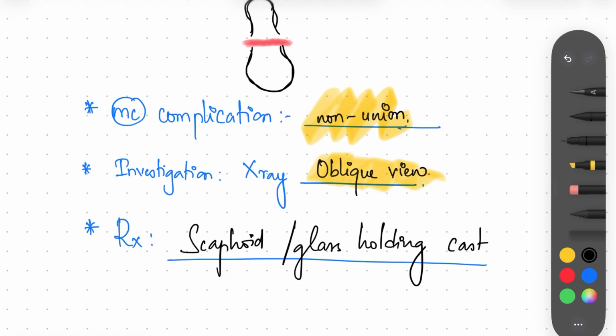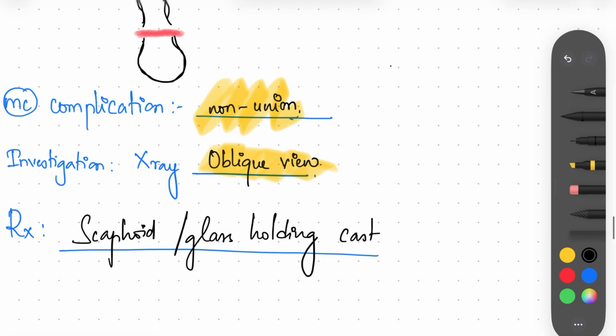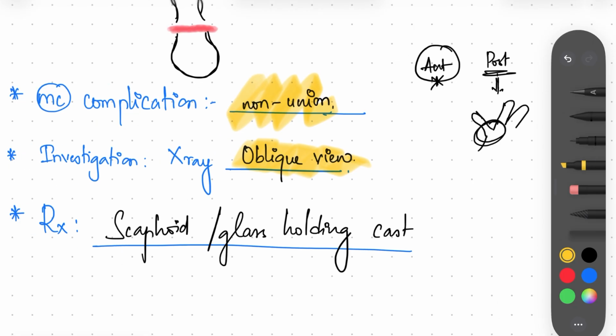Oblique view means usually we'll do anterior, then posterior. So it is not exactly anterior. Leave the anterior, take the posterior, not exactly posterior, a bit tilted, with the portion of your thumb so that it will be visible, right? Okay. Then we came to know about treatment.